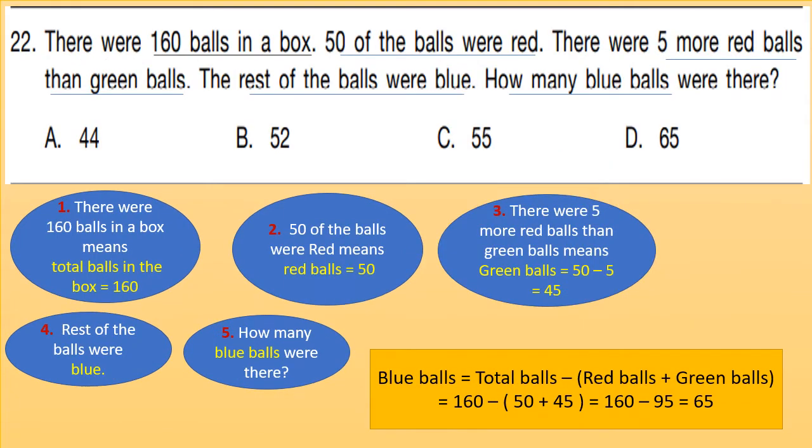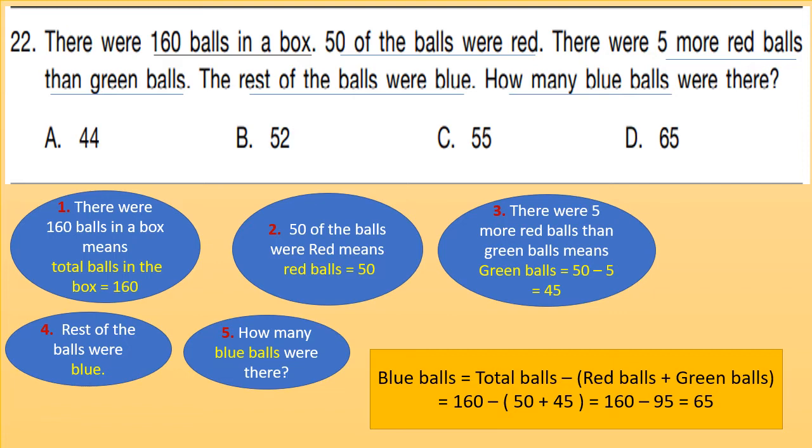Question 22. There were 160 balls in a box. 50 of the balls were red. There were 5 more red balls than green balls. The rest of the balls were blue. How many blue balls were there? Now see the 5 parts of the question.